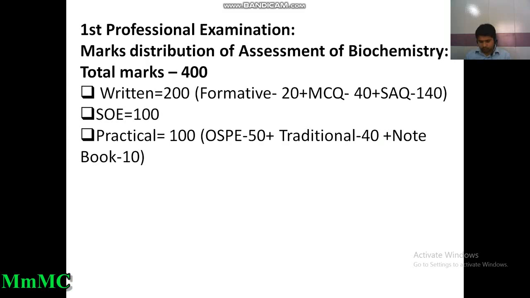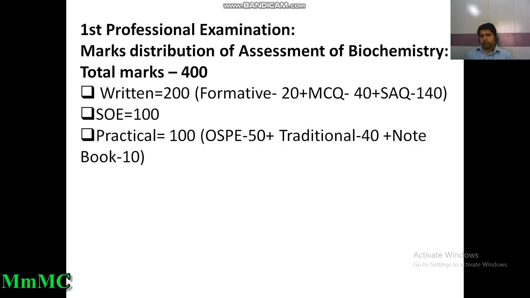Write the important properties of protein. Name the bonds that stabilize tertiary structure of protein. Write about the function of plasma protein. Write about the structure of protein.